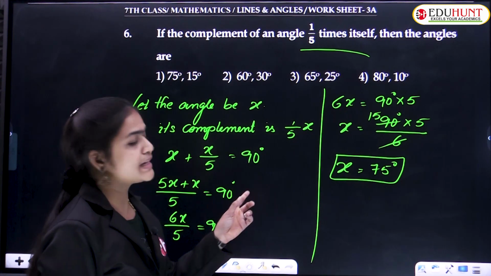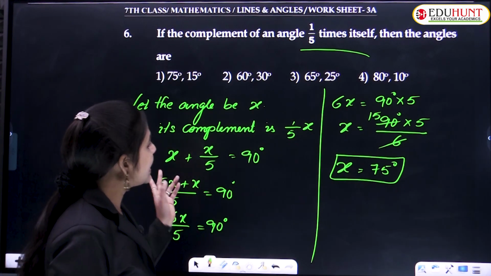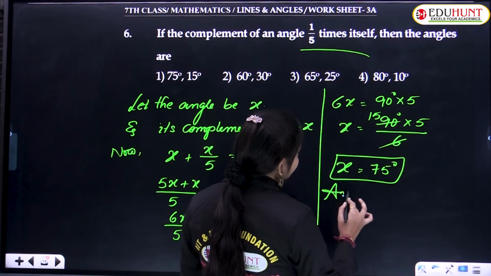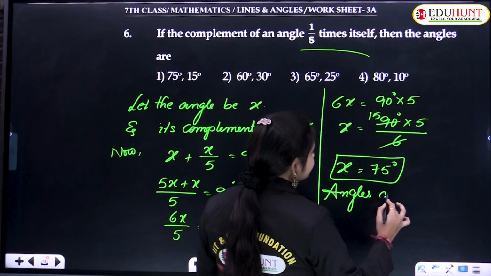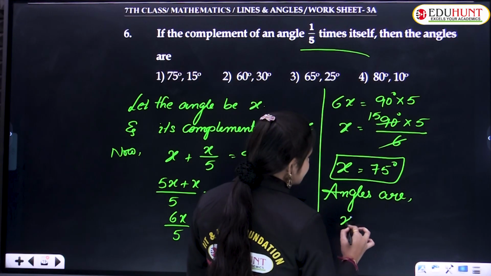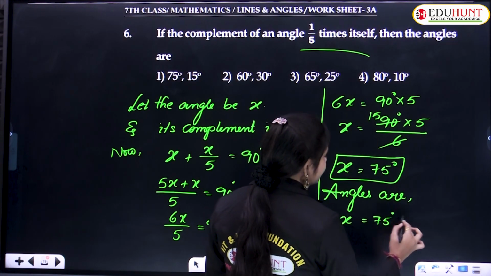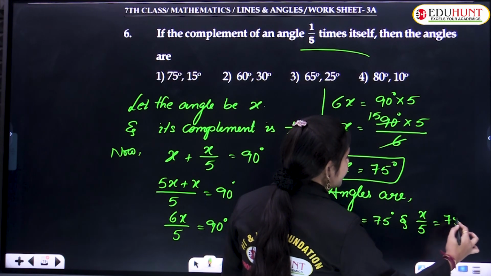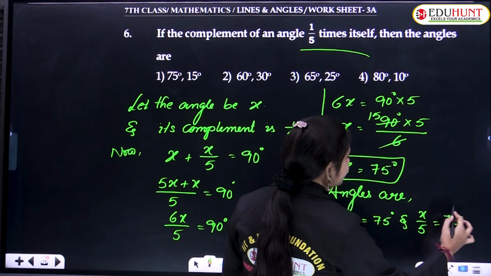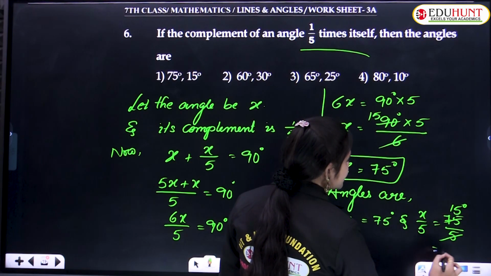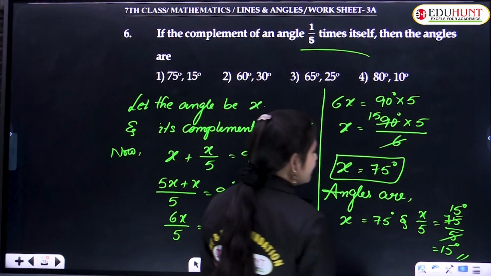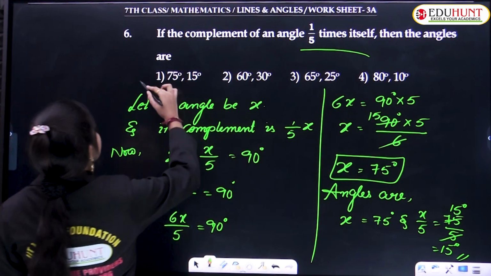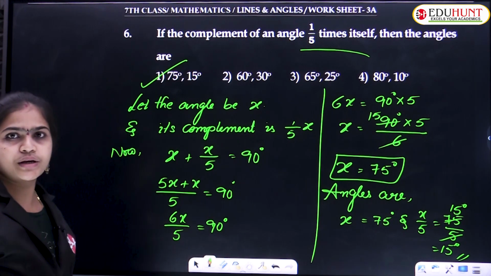So one of the angles is equal to 75. What is the other angle here? x is equal to 75. The angles are x is equal to 75 and x by 5 is equal to 75 by 5, 5 fifteens, which is equal to 15 degrees. Then here what are those angles, ma? 75 degrees and 15 degrees. Option 1. Okay, yes.